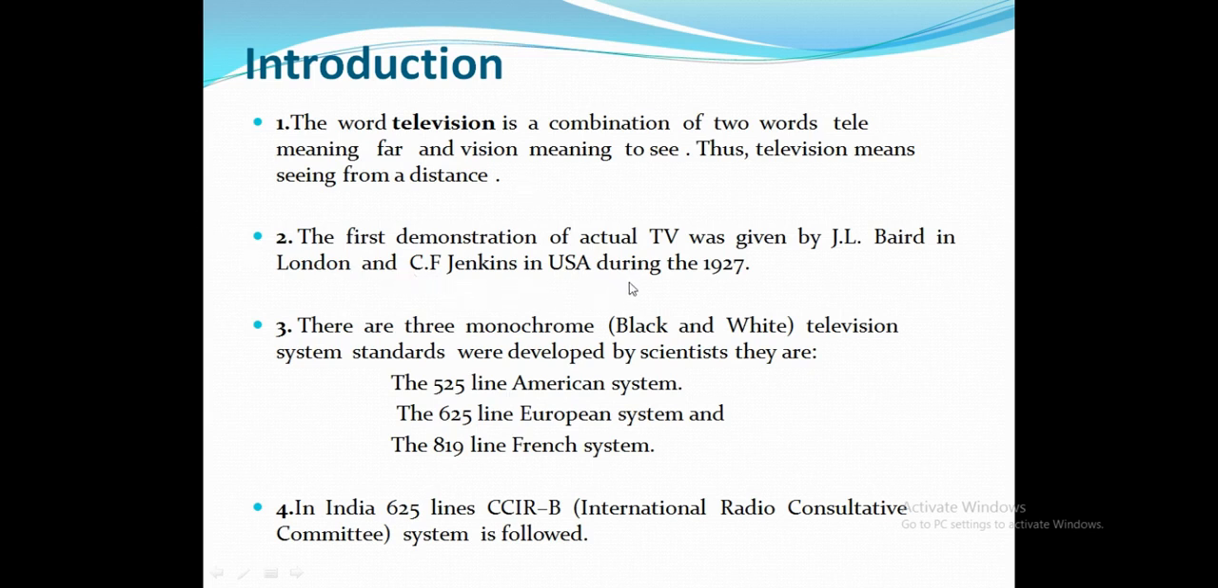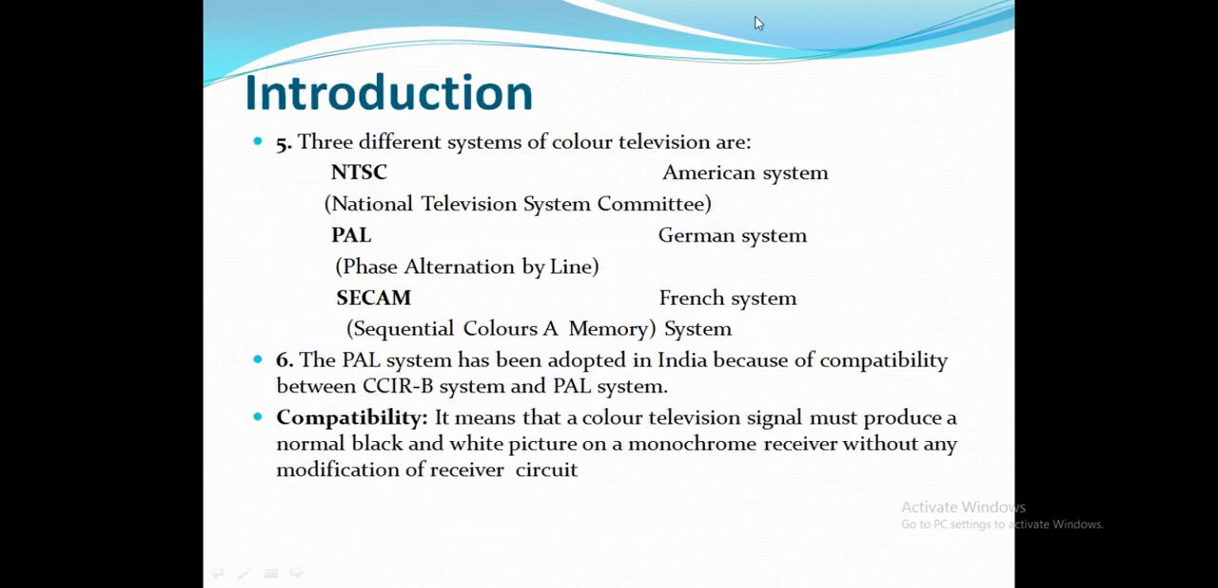The first demonstration of actual TV was given by John Logie Baird in London and C.F. Jenkins in the USA in the year 1927. We have two types of television, monochrome television and color television. In monochrome, that means black and white television, we have three types of standards: 525 line system, 625 line system and 819 line system. In India, we use the 625 line system.